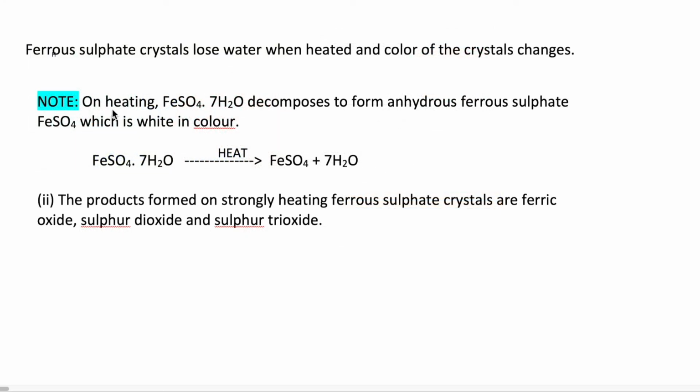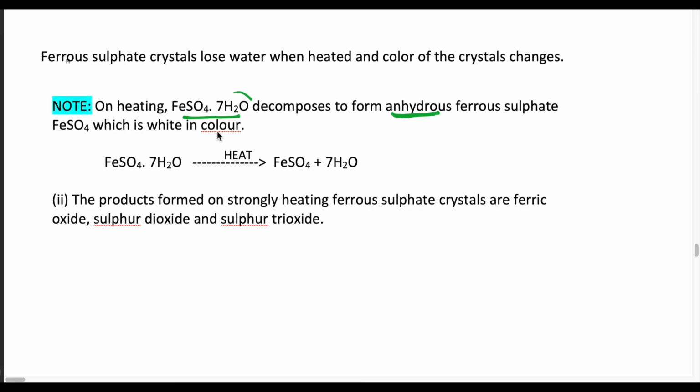Children, note here that this ferrous sulfate crystal, FeSO4·7H2O, on heating, decomposes to anhydrous ferrous sulfate, FeSO4. Anhydrous means when water is not present, that is, without water. So when the green ferrous sulfate crystal is heated, the water gets evaporated and forms anhydrous ferrous sulfate, FeSO4, which is white in color.